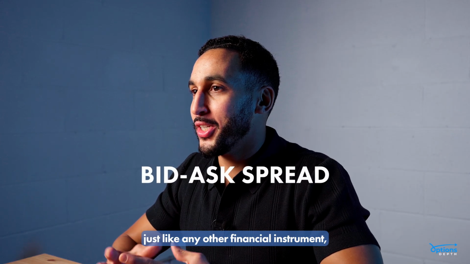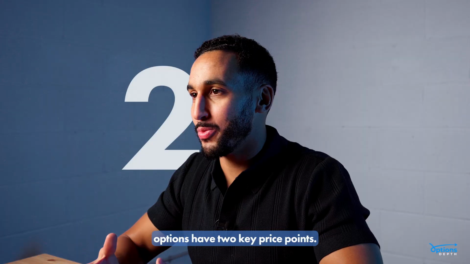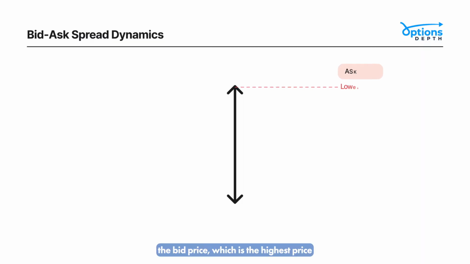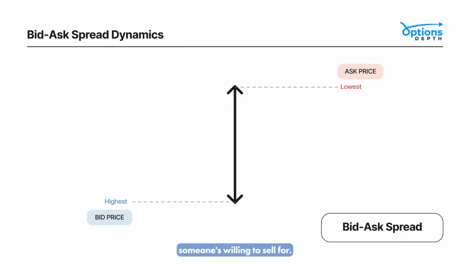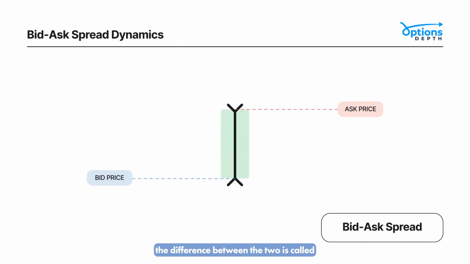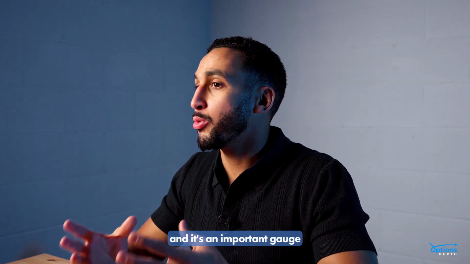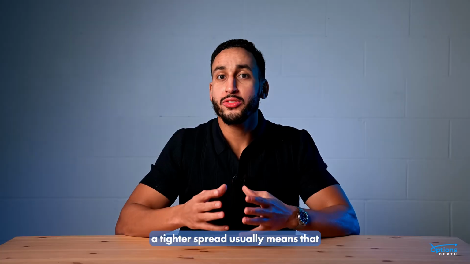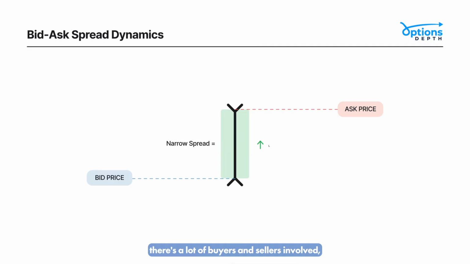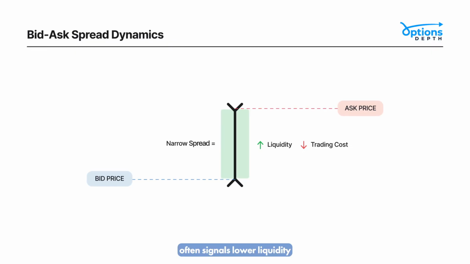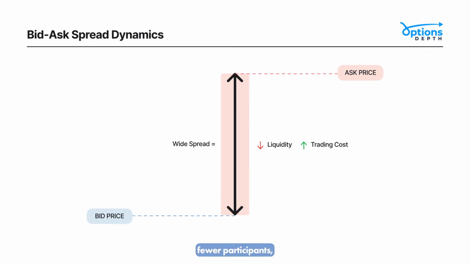Just like any other financial instrument, options have two key price points. The bid price, which is the highest price someone's willing to pay, and the ask price, the lowest price someone's willing to sell for. The difference between the two is called the bid-ask spread, and it's an important gauge. Why? A tighter spread usually means that there's a lot of buyers and sellers involved, which leads to lower trading costs and more efficient pricing. On the other hand, a wide spread often signals lower liquidity, fewer participants, which means higher costs and a greater chance of getting filled at a non-desirable price.